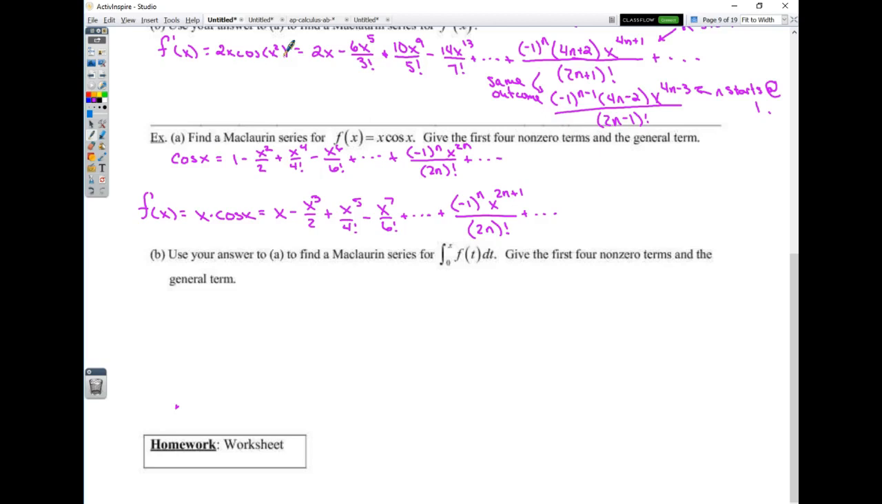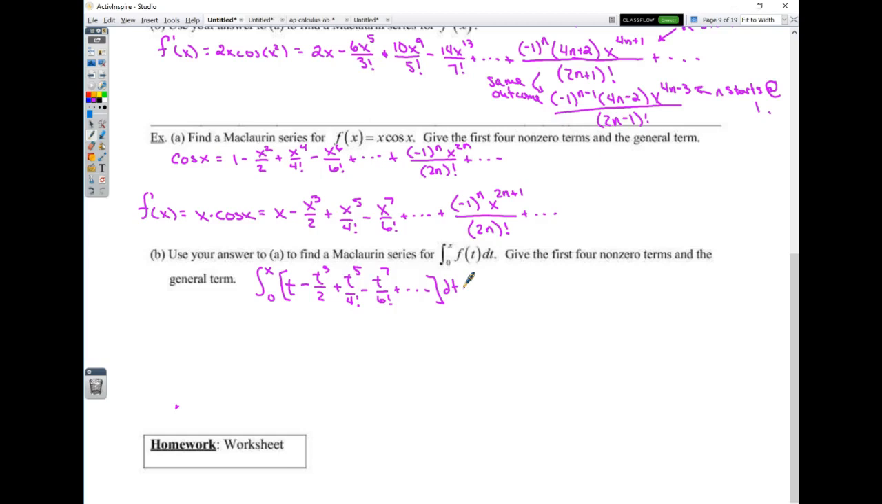So let's say I wanted to integrate, okay? Now I'm going to integrate with respect to x, my f of t dt. F of x was x cosine of x, so f of t will be t cosine of t, which is t minus t cubed over 2 plus t to the 5th over 4 factorial minus t to the 7th over 6 factorial plus some dots. Please notice that I did change all of the x's into t's. That is important. Remember that the variable in your limit cannot be the variable in your problem.